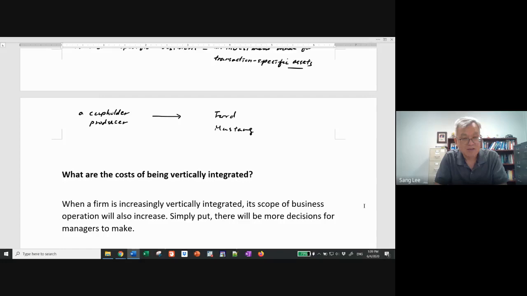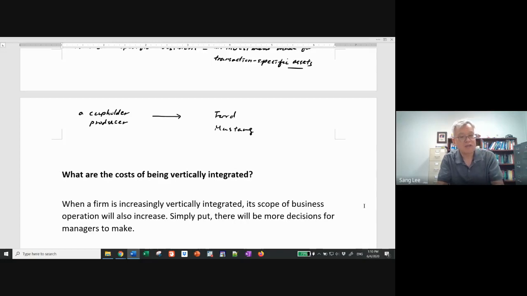So either you have to produce them again, or since we already know that you made such a good investment in good faith, well, we are willing to renegotiate the price of a cup holder. So after the investment was made, Ford is trying to hold up this cup holder producer. So this is an example of the holdup problem.